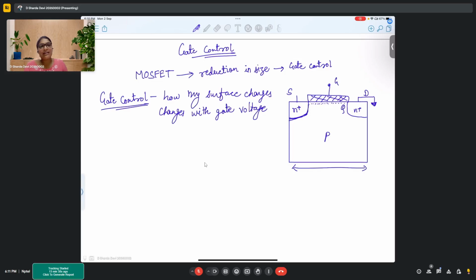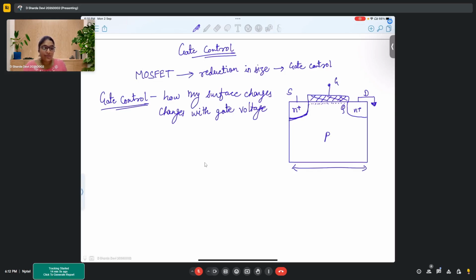Basically, the idea is how the surface charges, the interface charges at the gate interface, interact with the gate voltage, like how sensitive these charges are to my gate voltage. That tells us about gate control. If the sensitivity is very high, the gate control is very good. If the sensitivity is very poor, then the gate control is poor.